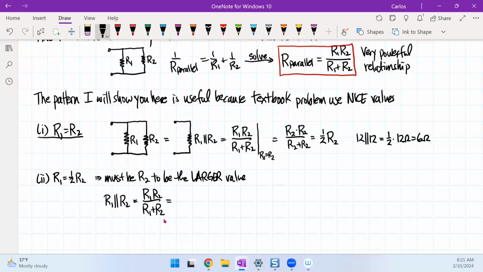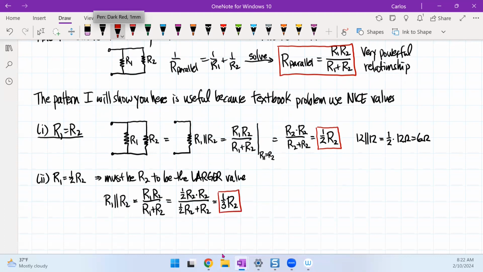So now if I place R1 in here, note that this is 1/2 R2 times R2 divided by 1/2 R2 plus R2. So if you calculate this thing, this becomes a third value of R2. So now let's start looking at the pattern. If they're a 1-to-1 ratio, then I divide by 2. If I have R1 half the value, I divide by 3.